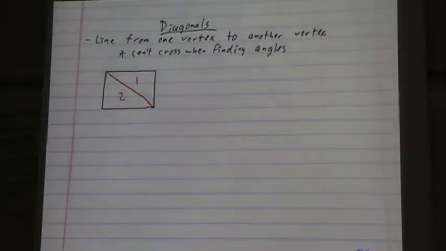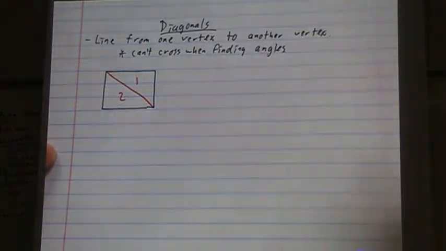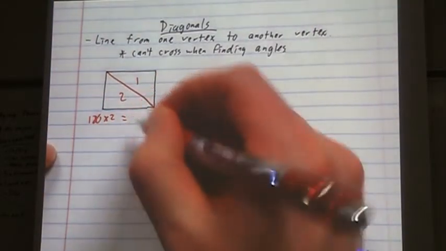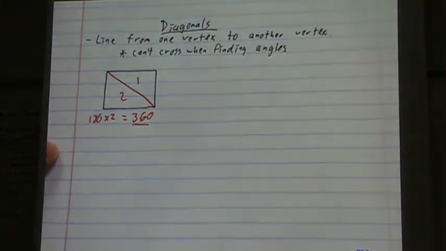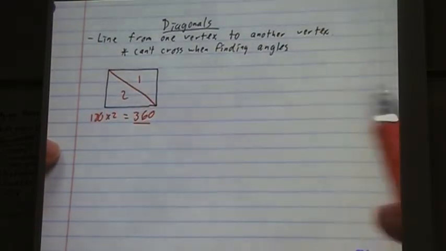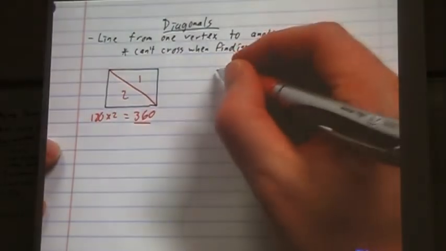Now remember, how many degrees are in a triangle? 180. We've got ourselves two triangles right here. So we can go 180 times 2, and we would get 360. 360 is the number of interior angles inside that quadrilateral. Okay? So what can diagonals be used for?